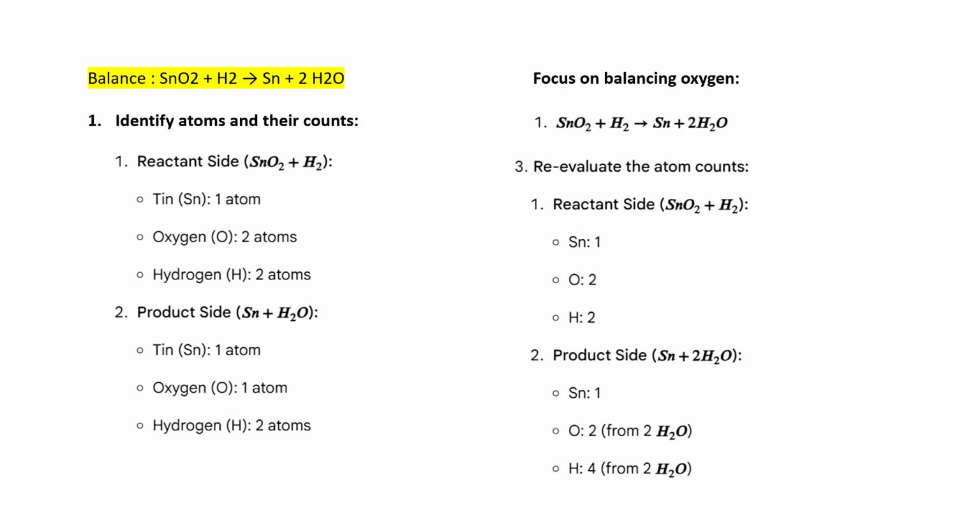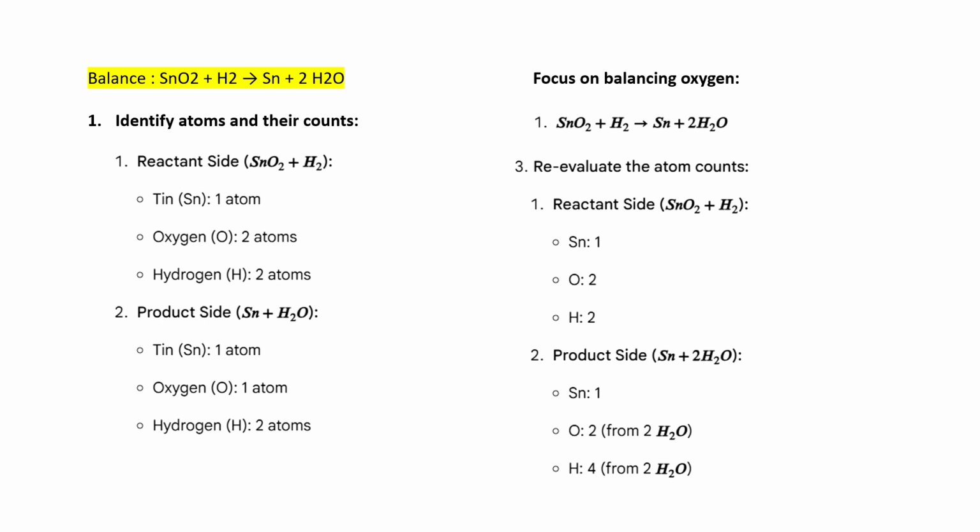So let's focus on balancing hydrogen. The reactant side has 2 oxygen atoms, while the product side has 1. So this will be the first one that we'll have to balance. But first, let's identify the atoms and their counts. The reactant side, SnO2 plus H2, has 1 tin, 2 oxygens, and 2 hydrogens. And now the product side, Sn plus H2O, has 1 tin atom, 1 oxygen atom, and 2 hydrogen atoms. So oxygen is the only one that's unbalanced right now.